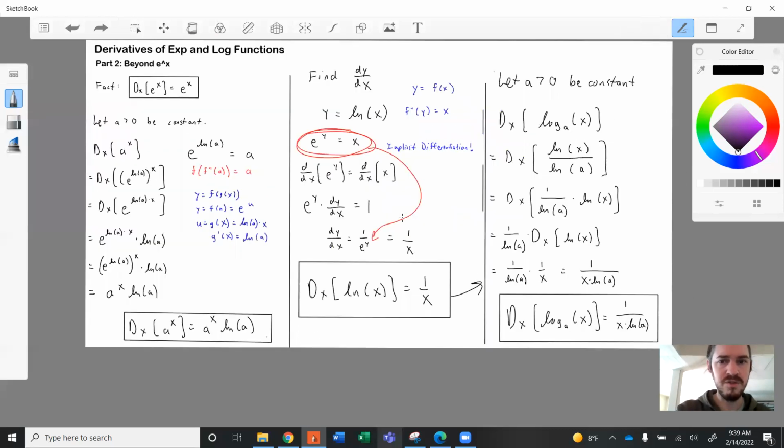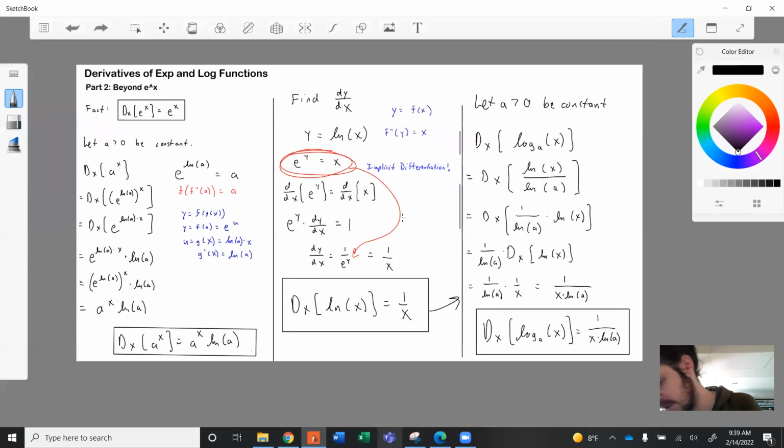All right, so that's it for this video. That's the end of the 3 parts. Now we can do the derivative of literally any exponential function and any logarithm function. Pretty cool.